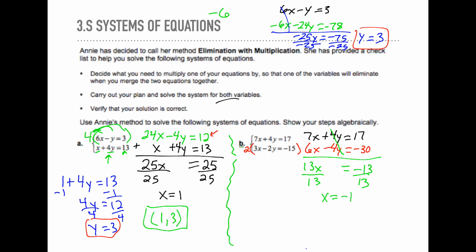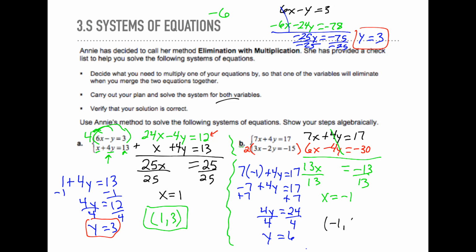Let's plug it in. Once again, better be safe than sorry, so I'll plug it in the top since I didn't touch that side at all. I get 7 times negative 1 plus 4y is equal to 17. Negative 7 plus 4y is equal to 17. We want to add 7 to both sides. 4y is equal to 24. Divide by 4, and I get an answer of y equals 6. So my final answer here will be negative 1, 6 for my x and my y. So again, if you did solve for the x, you should still get the same answer if you did it correctly.